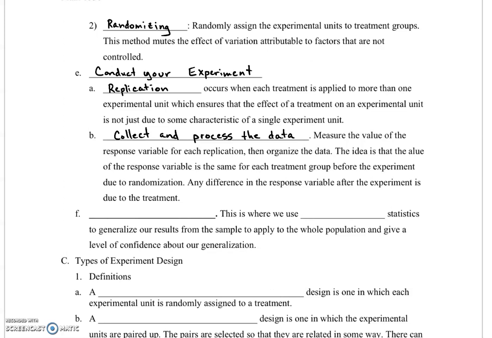So the idea is that the value of the response variable is the same for each treatment group before the experiment due to randomization. And any difference in the response variable after the experiment is due to the treatment.